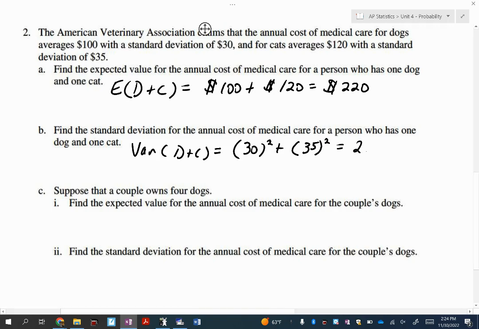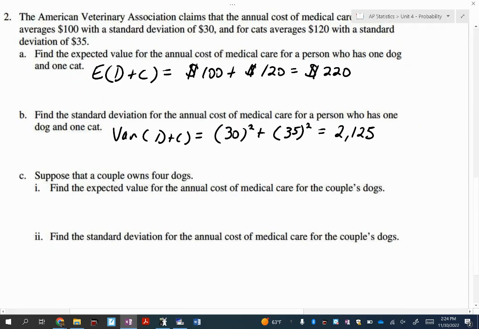Excellent. Do you know what my units are, Victor? Oh, so close. Dollar squared or square dollars, or both are acceptable, because we're dealing with variances. Do I want square dollars? No, I do not. I wish, but we need to take the square root of this.